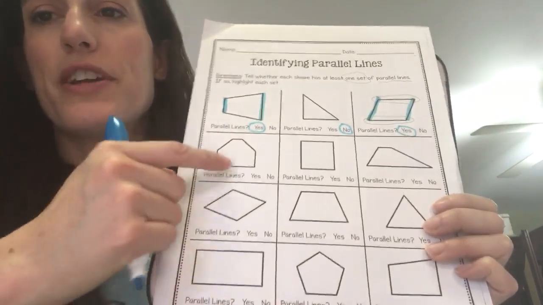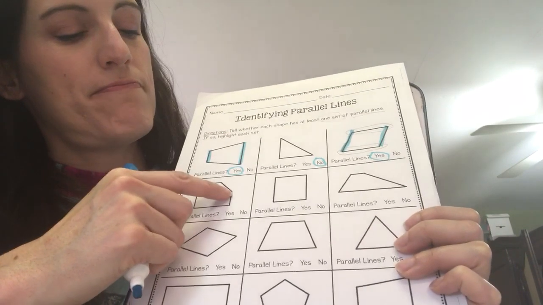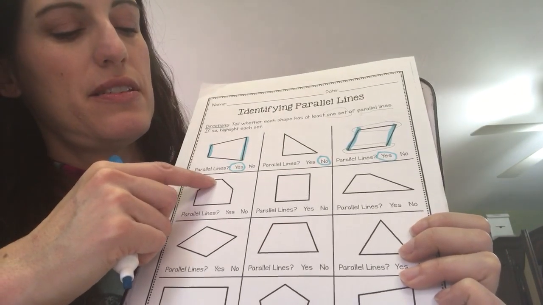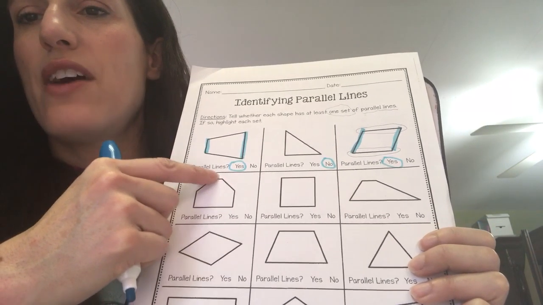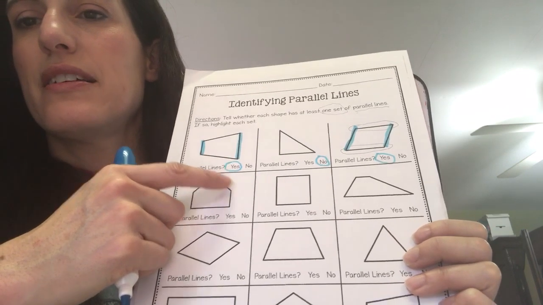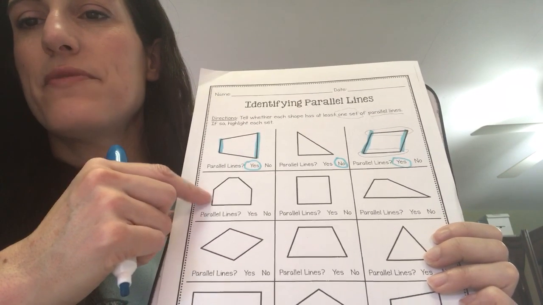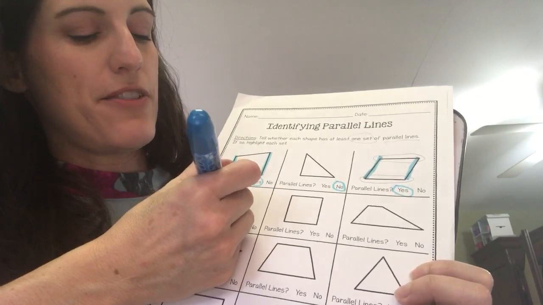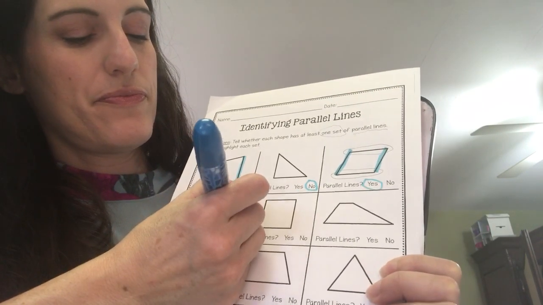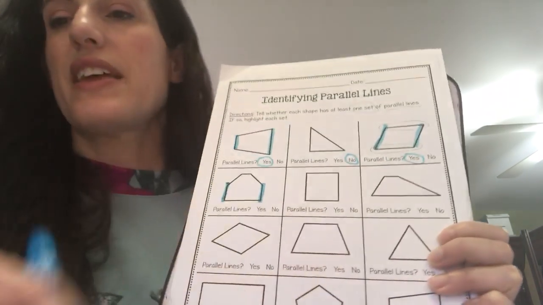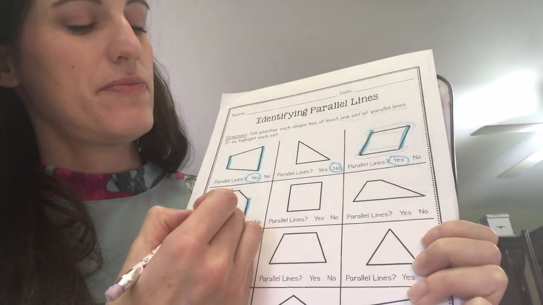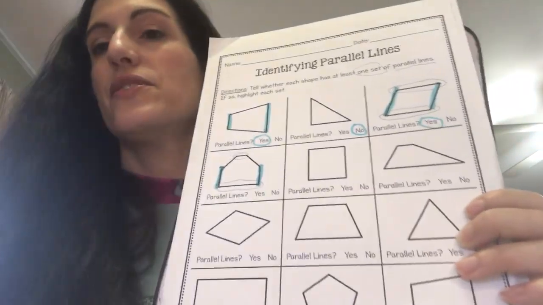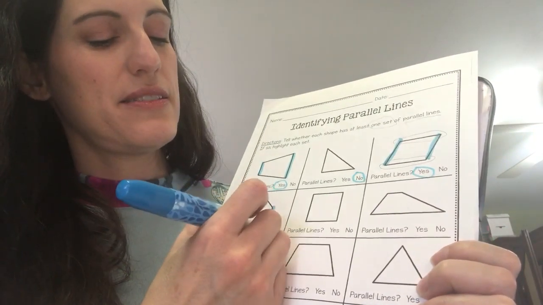All right, let's look at the next one. This one, this one, no, they would intersect, wouldn't they? Look, if we drew it out, they would intersect. Oh, look at this one and this one. Those are parallel. I see one more, do you? Do you see the top and the bottom? Those are also parallel. So this one has two sets, so yes.